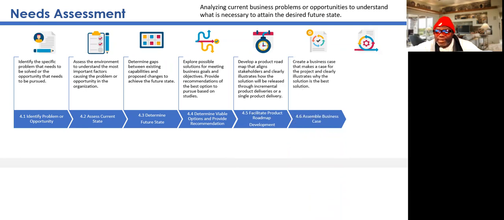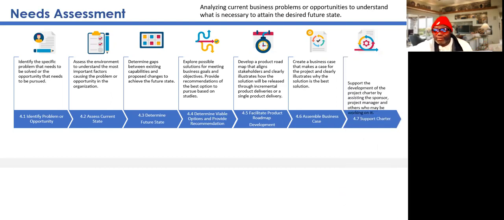Number 6, assemble the business case. Create a business case that makes a case for the project and clearly illustrates why the solution that you're going to choose is the best solution. So typically in a business case, you have 2 or 3. Some people say you have at least 3. But in a business case, you have these options and you can see which solution is best and why. And lastly, you have to support the development of the project charter.